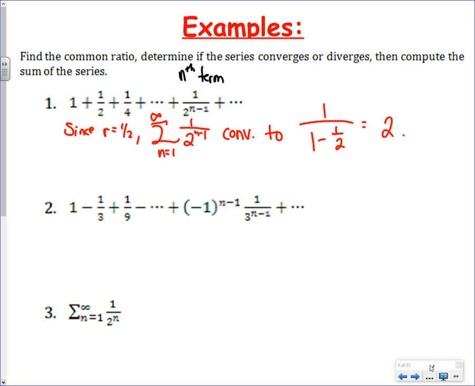Oh, so R is 3/4? No, it's -1/3. Since R equals -1/3, the infinite sum, yes, I'm not kidding about writing it out, n equals 1 to infinity of -1 to the n minus 1 times 1 over 3 to the n minus 1. What's your conclusion? It converges, because -1/3 is in between 1 and -1, right?